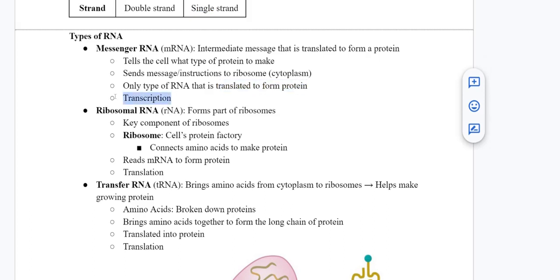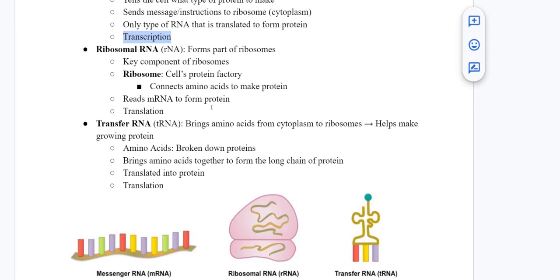So messenger RNA, mRNA, is involved in the process of transcription. Ribosomal RNA, rRNA, is very easy. It's actually a part of the ribosome, a key component of the ribosome. And what is a ribosome? A ribosome is like a factory for making proteins. It just creates protein. That's what a ribosome is.